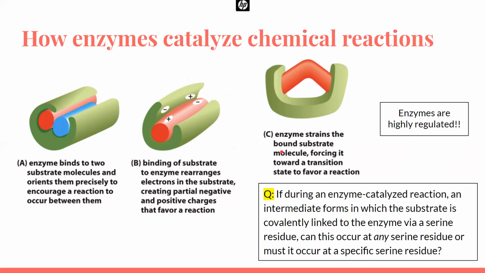And then C shows how an enzyme will strain the bound substrate molecule to force it towards a transition state to favor a reaction. It's kind of the same with this one, except it's one substrate, not two. It just strains it so that its energy is more favorable.